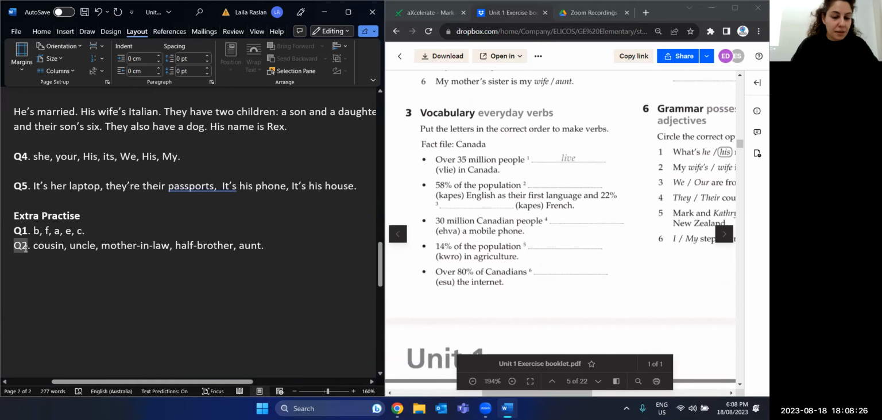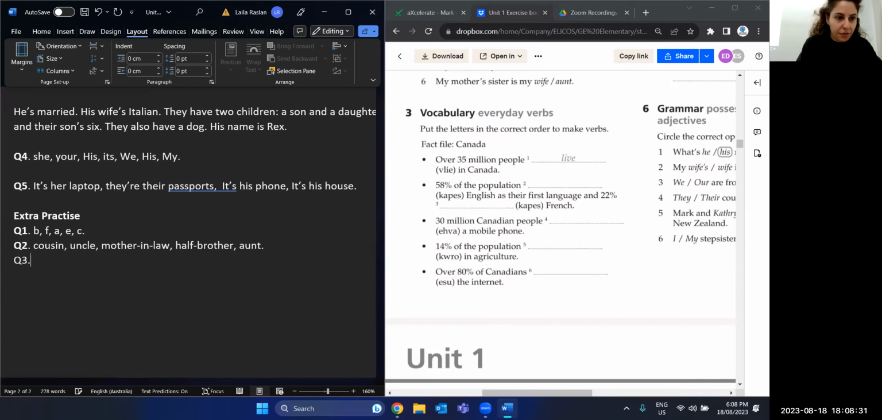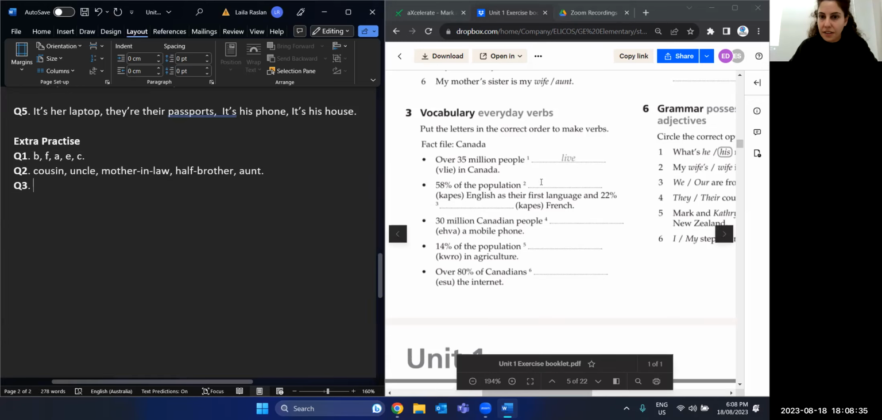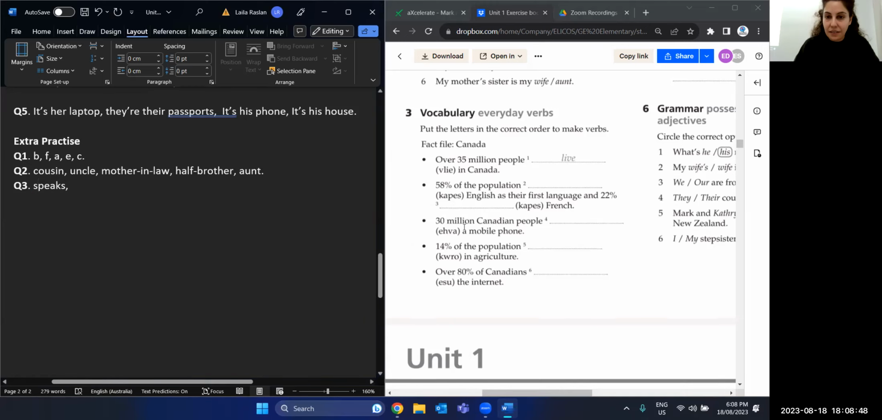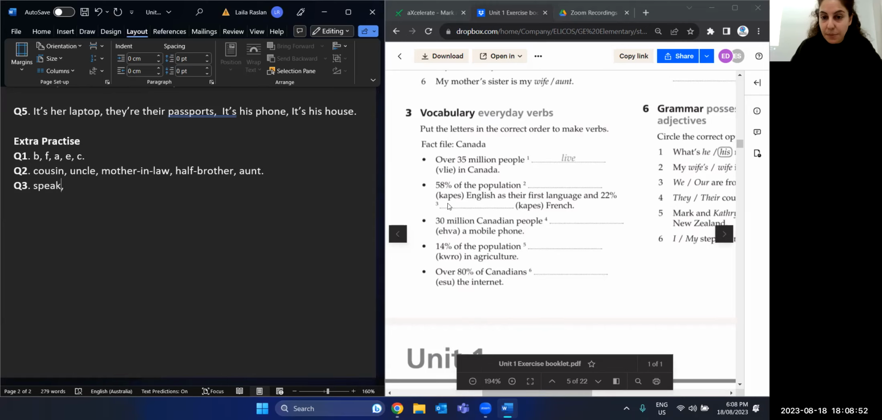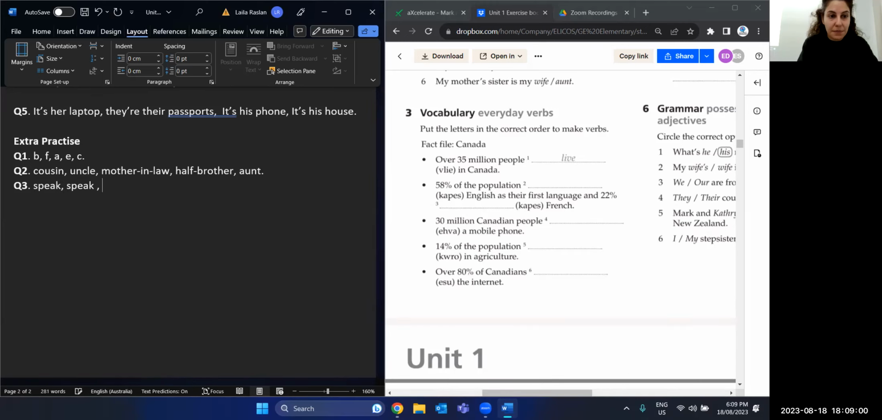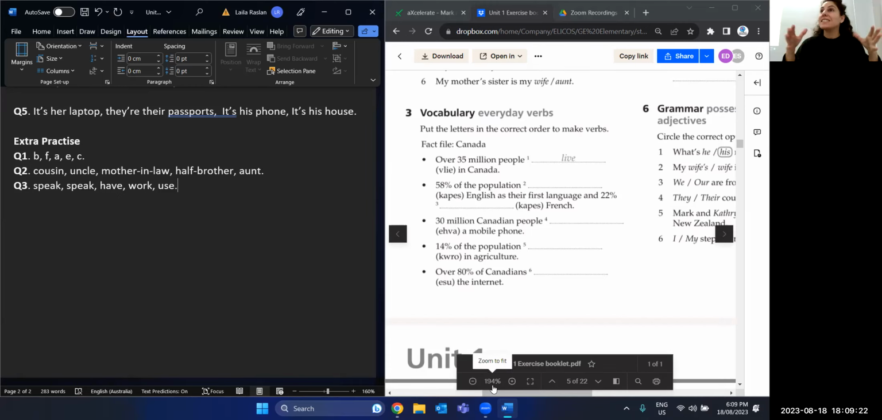Everyday verbs. Remember, we looked at very simple everyday verbs. So we have over 35 million people live in Canada. 58% of the population speaks, because remember it's they, speak, there's no S, because they speak. So 58% of the population speak English as their first language, and 22% speak, again, yep, speak French. 30 million Canadian people have a mobile phone. 14% of the population work. Over 80% of Canadians use the internet. So very easy everyday verbs in the present simple. I'm giving you facts, true information about what is happening now.